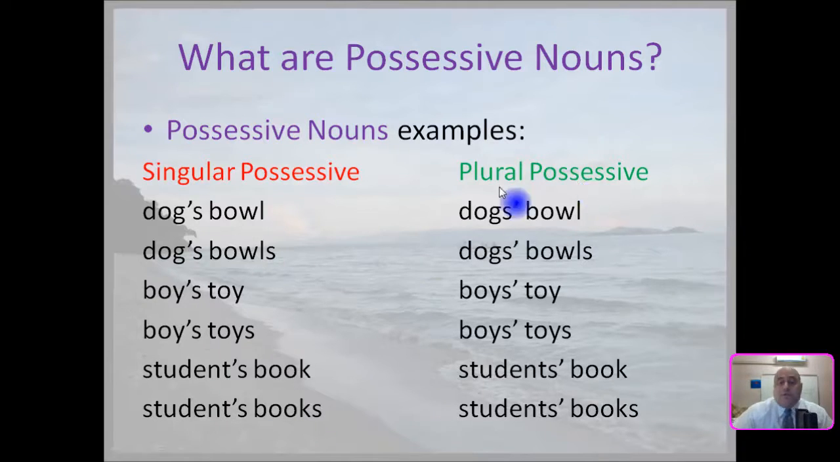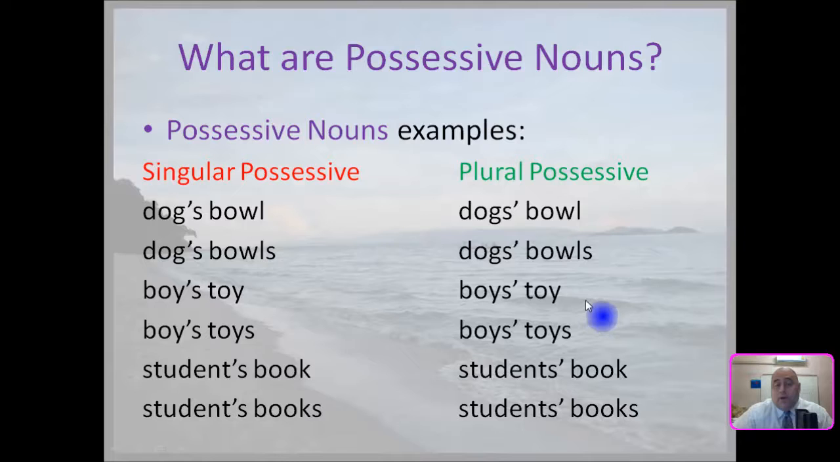The plural possessives, more than one, showing ownership is S apostrophe. So dogs', apostrophe, bowl. So maybe there's 3 dogs that share one bowl, or 5 dogs that share one large bowl for their food. Dogs' bowls. More than one dog, more than one bowl. Maybe 10 dogs with 10 bowls.